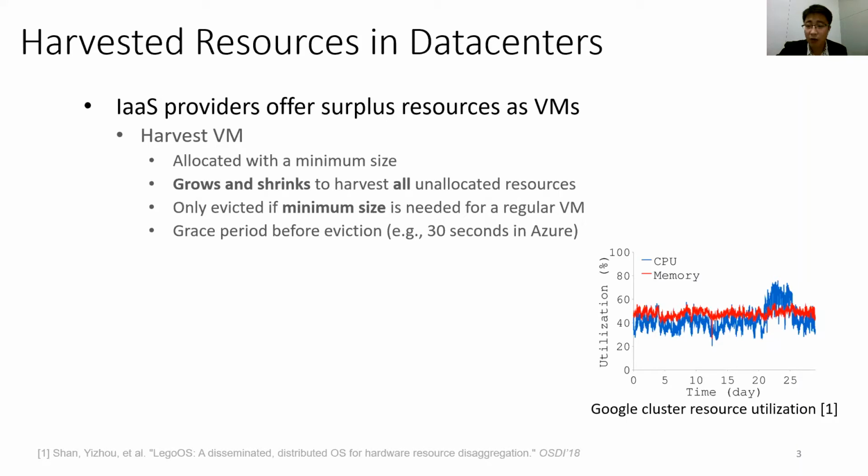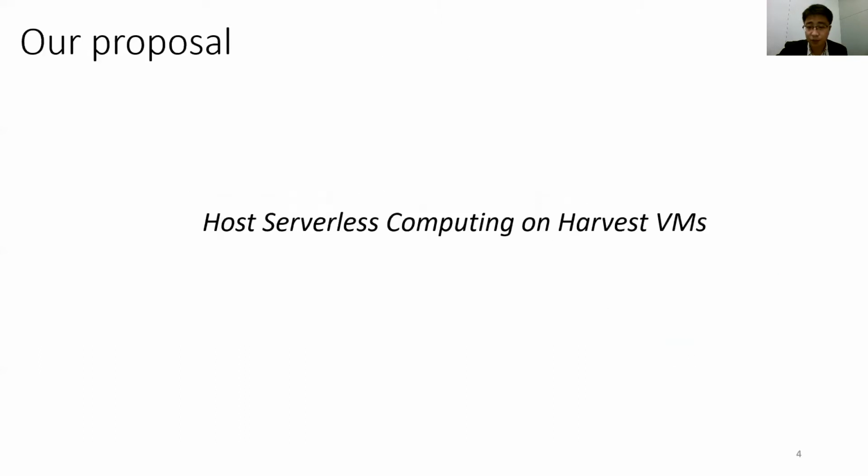Now let's look at harvested resources in data centers. Data centers are usually underutilized. The figure shows the resource underutilization of a Google cluster. As a result, IaaS providers offer their surplus resources as VMs at a much lower price. Along similar lines of work, Microsoft recently introduced harvest VMs, which are low-priority VMs that are able to grow and shrink to harvest all the unallocated resources on the host.